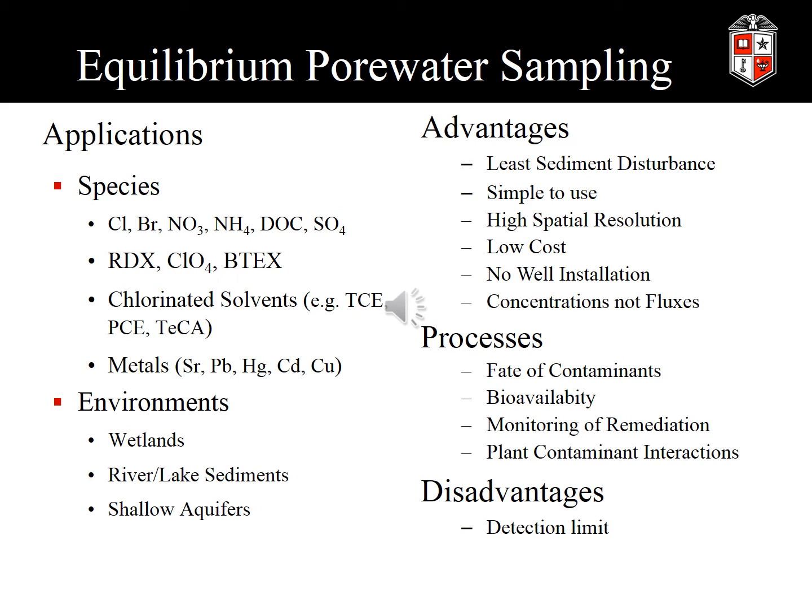It's been used to evaluate a number of processes: fate of contaminants, bioavailability, monitoring remediation effectiveness, and plant contaminant interactions. And its really only disadvantage is that because the amount of water per depth is limited, the detection limit is often not as low as for well sampling. But generally, you're only talking about a factor of 5 or 10 greater detection limits than a typical method.